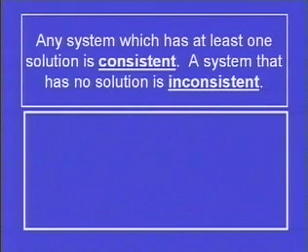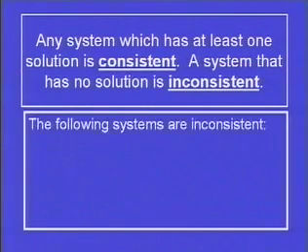Any system which has at least one solution, such as that one, is called consistent. A system that has no solution is inconsistent. So if I can find just one solution, or maybe a whole lot of solutions, then the system is called consistent. Otherwise, inconsistent. Here are some examples of some inconsistent systems.